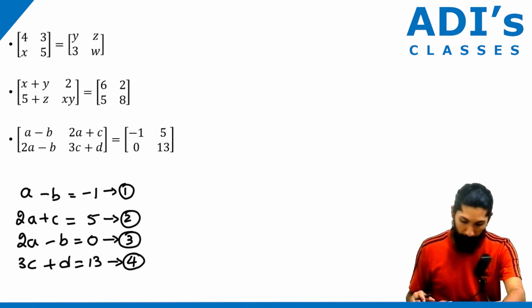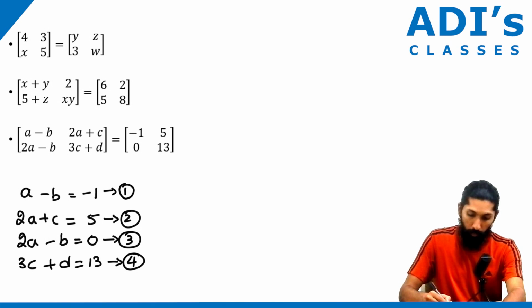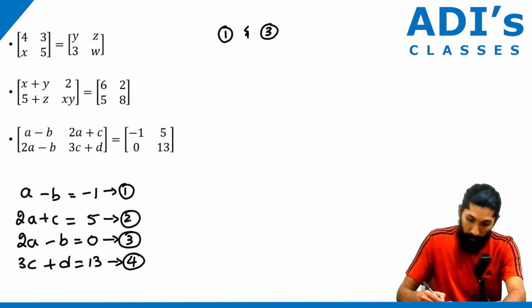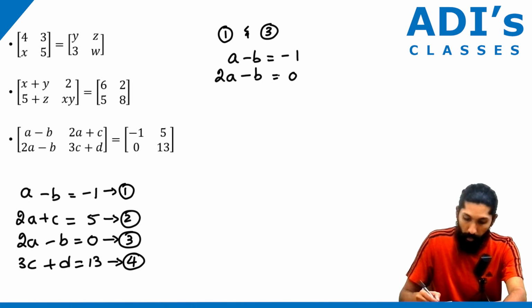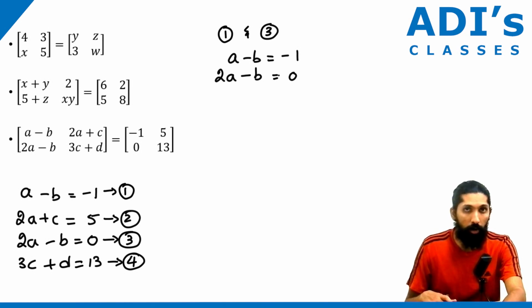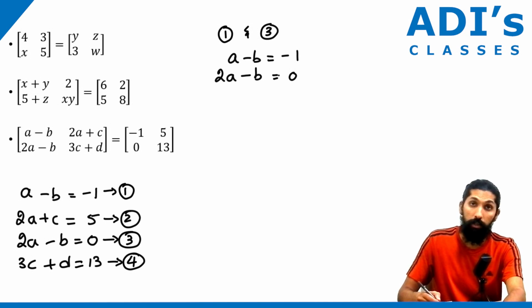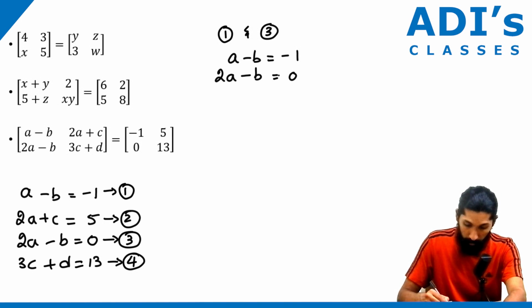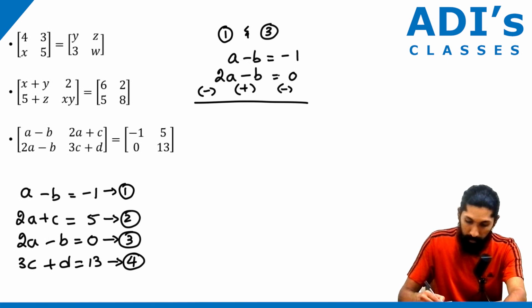4 equations are there. Now take equation 1 and equation 3. Take these two. See, what do you have? A minus b is equal to minus 1. 2a minus b is equal to 0. Now you can do substitution or elimination, any one of it. Basically you have to get the answer. So what I would do is, here I would subtract these two. So when I subtract, see what's going to happen here? The b gets cancelled out. So minus a is equal to minus 1, a is equal to 1.